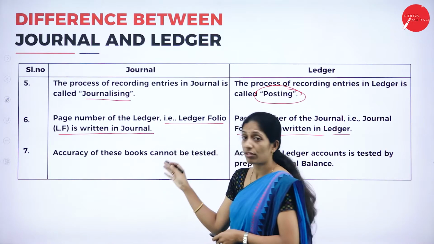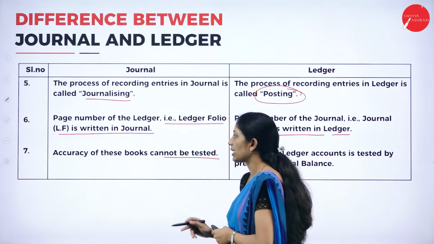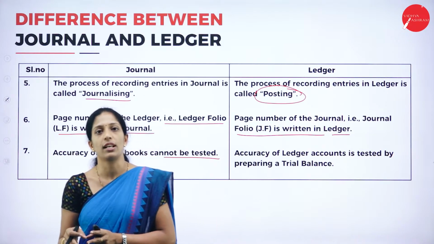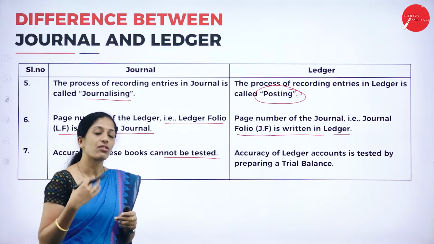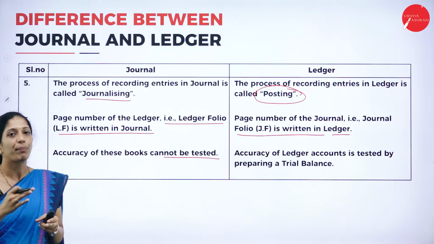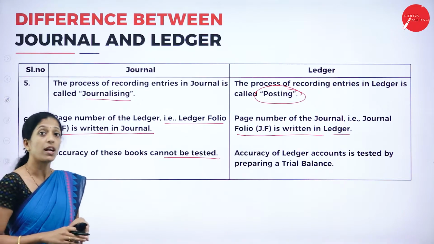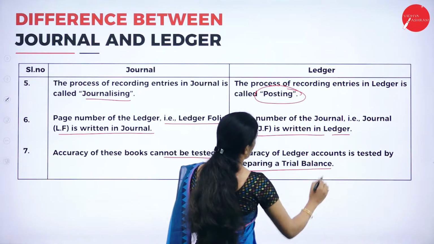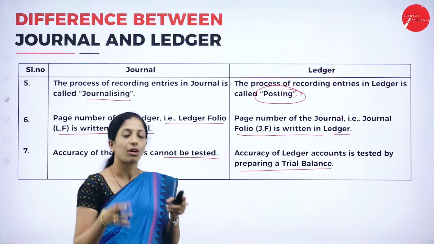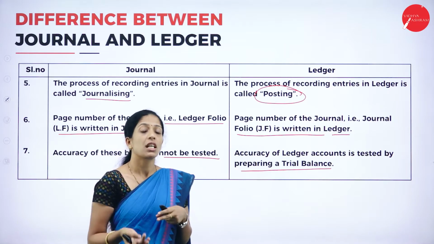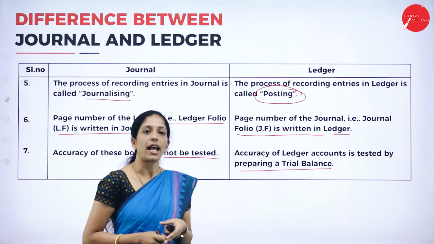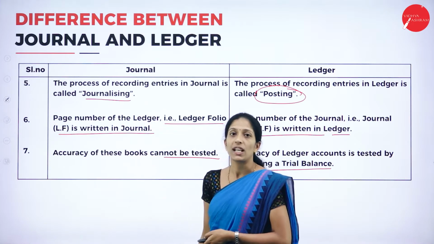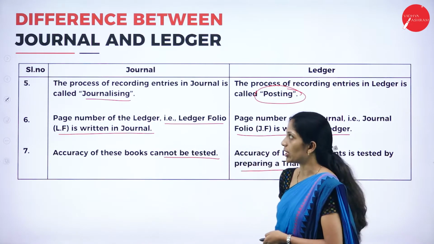Next, accuracy of these books cannot be tested. In journal, we cannot check the accuracy of the journal. Whereas in ledger, we can check the accuracy of the ledger by preparing a statement which is called trial balance. So, accuracy of the ledger account is tested by preparing trial balance. Trial balance is a statement prepared in order to check the accuracy of ledger accounts. So, these are a few differences between journal and ledger.